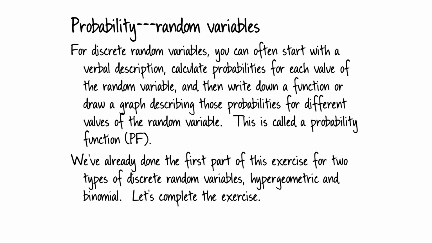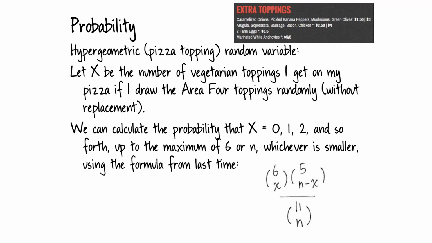And this is called a probability function. Now, last time when we saw the hypergeometric example and the binomial example, we did the first part of this exercise already. Okay, we hadn't defined random variables yet, but we did the first part of this exercise. And so now the two examples I'm going to do are completing this exercise for hypergeometric and binomial random variables. Okay? So back to the pizza example.